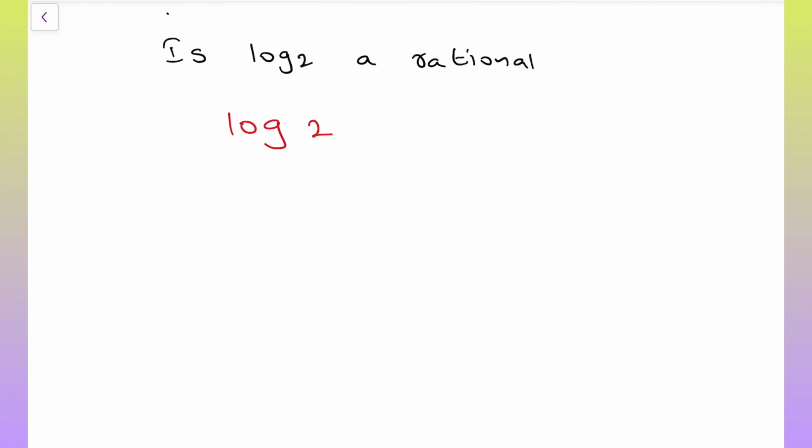So here the base is not given, right? Then I am writing the base as 10. Now, for this log 2, definitely some value will be there. As we don't know that value, that's why I am making it equal to some constant x. You can make it equal to y, a, b, c, d, anything, whatever you want.